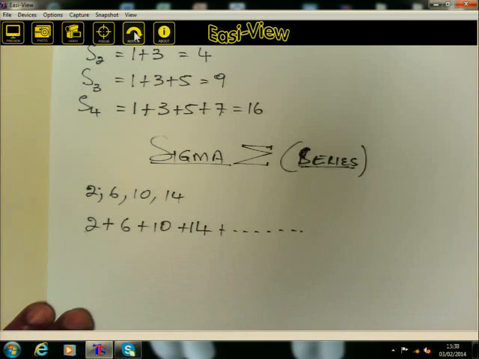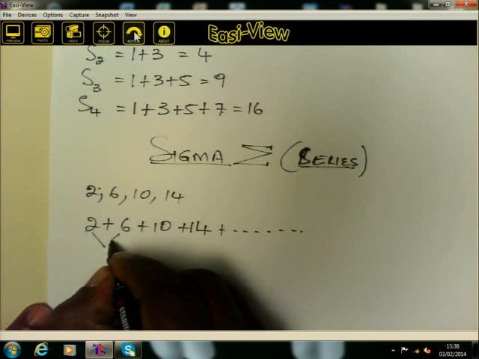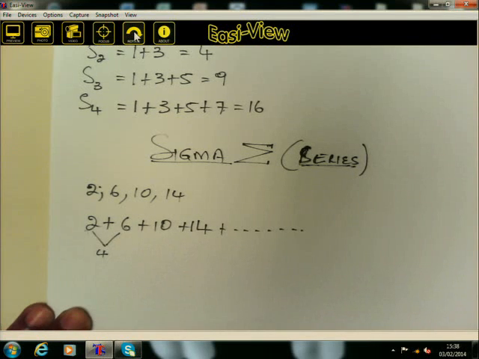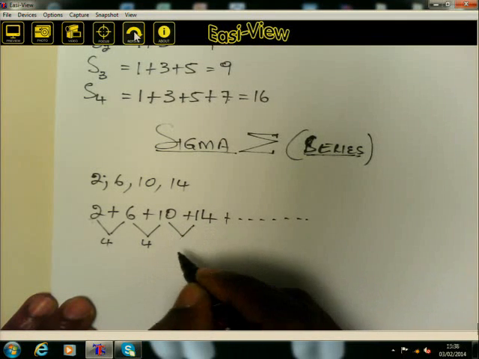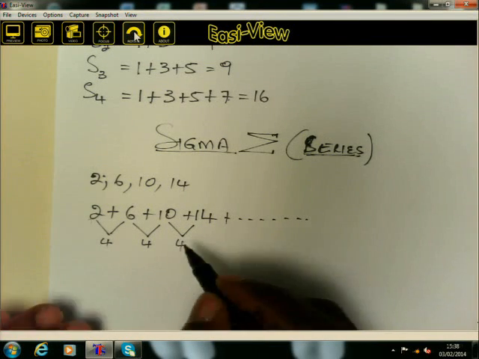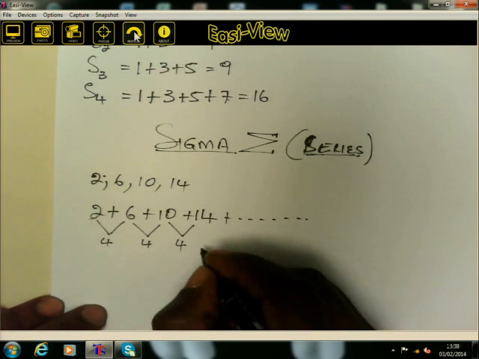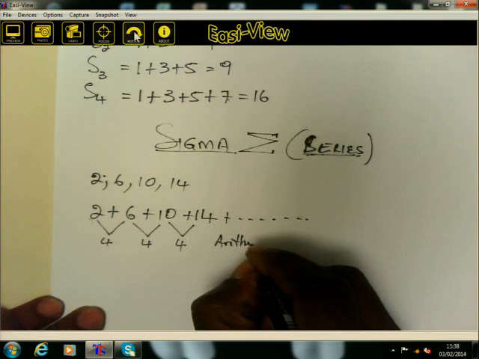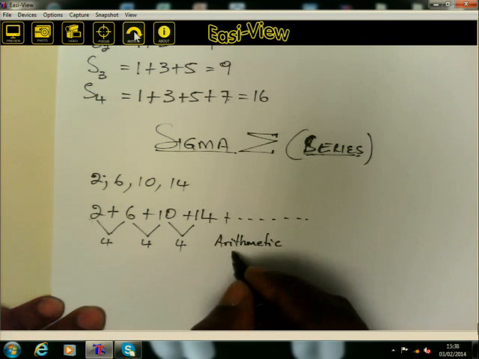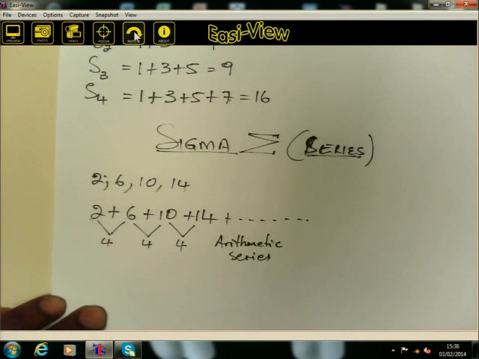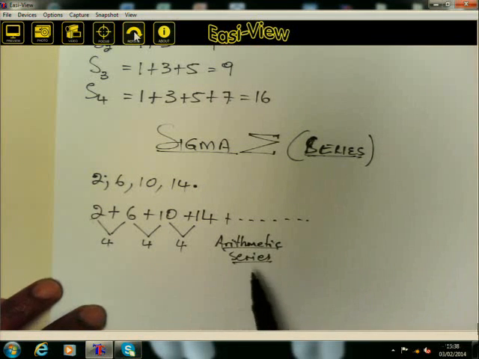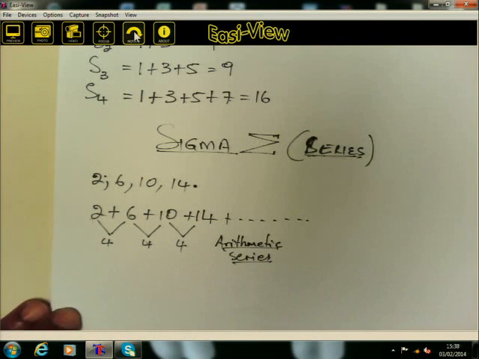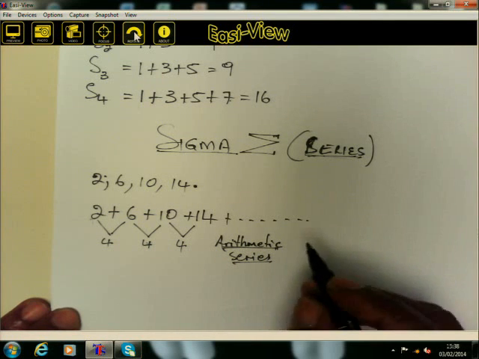But now, in the previous session, we said that in order to get a general term, we must first check: is it arithmetic? Yes, we can check on that. 6 minus 2 gives us 4. 10 minus 6 also gives us 4. 14 minus 10 also gives us 4. Then we conclude that this is an arithmetic series. It is from the arithmetic sequence, and then we get the arithmetic series there. It is arithmetic because we see the common difference. If it is an arithmetic sequence, we remember what we must have.